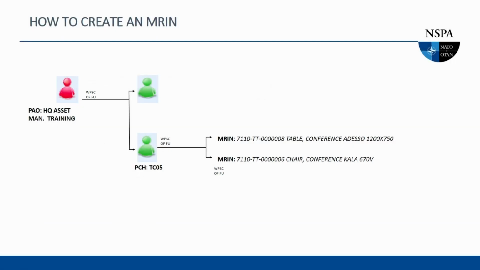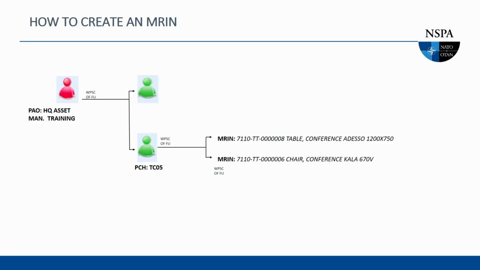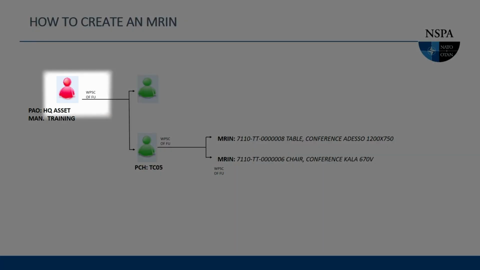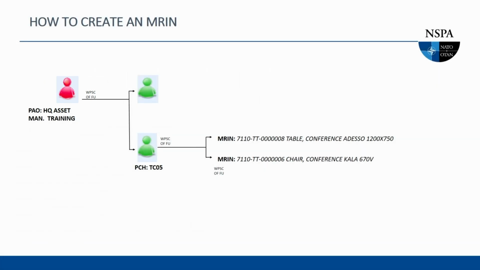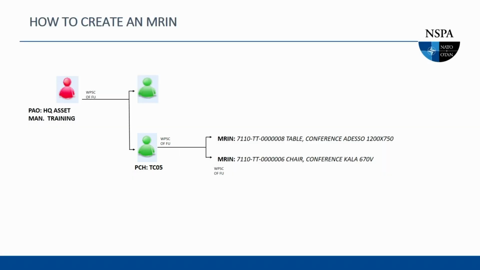After the PAO is authorized, you need to make sure that the PCH, in this case TC05, is authorized to have weapon system code OFFU. And after that, you can go to Inventory Explorer and then you can start creating an MRIN. So in this scenario, we already have a PAO with the weapon system code OFFU and a PCH TC05, also authorized for weapon system code OFFU. Let me show you a demonstration.